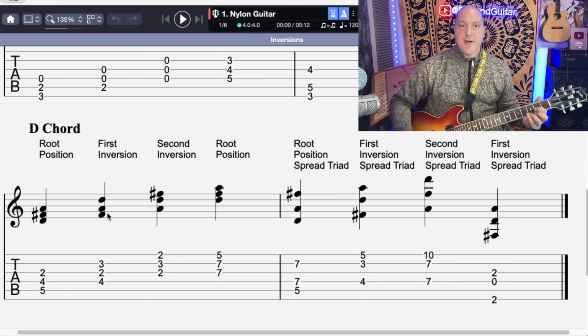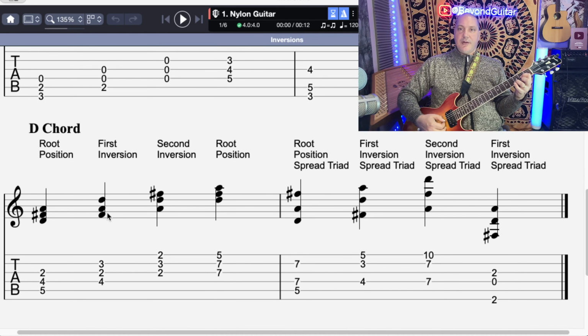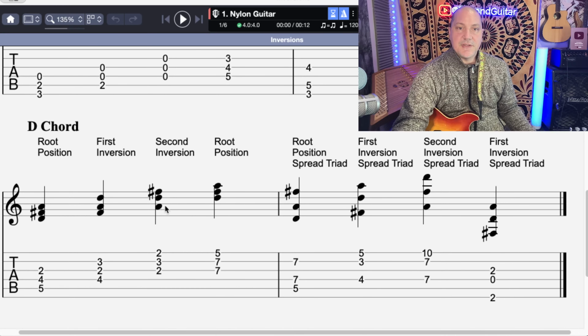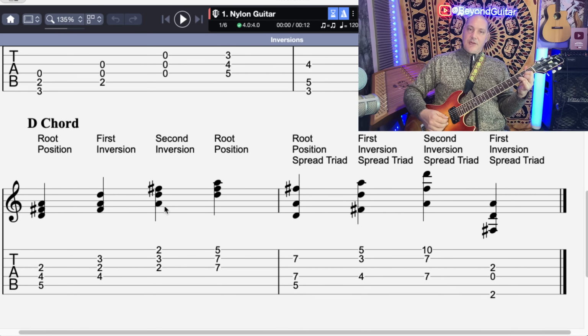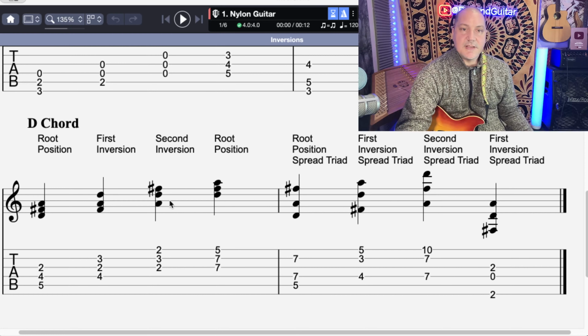Keep going. Next one says second inversion, and it says 2, 3, 2. Okay, that's your classic D cowboy chord that everybody knows. What are the notes? A, D, F sharp. All right, what's on the bottom of that chord? What is the lowest note? The answer is A, which is the fifth of the chord. If the fifth is at the bottom of the chord, then you know that it's a second inversion chord. See that space that's there? That's how you know it's an inversion.